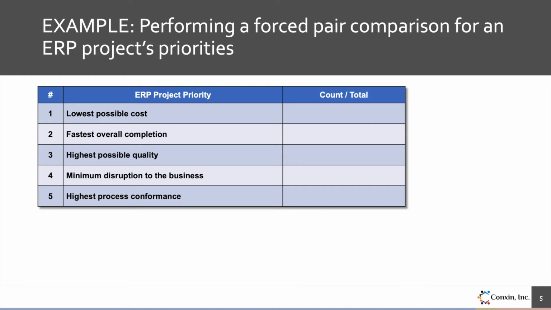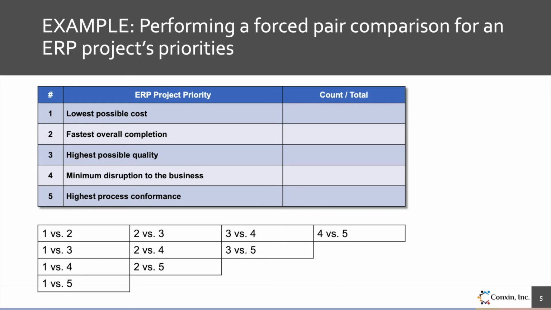Forced pair comparisons take every item on a list and compare them against every other item on that list. And we're going to represent that in the table that's below. When you're doing this in the real world, you don't have to create the table. We're just going to use it to track this example. So we asked our sponsors in this ERP project, given a choice between the lowest possible cost and the fastest overall completion, which of those 2 was the most important? Because that was the first pair of options. We're comparing number 1 against number 2, and they picked fastest overall completion as the most important of that pair.